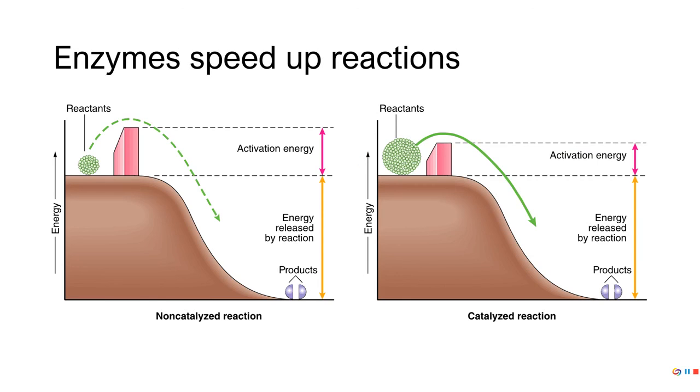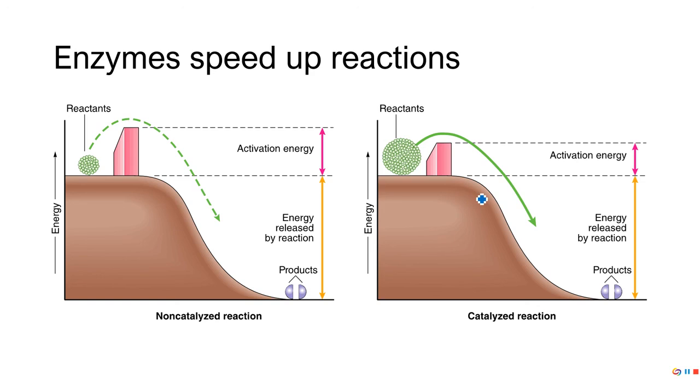So the reactants are the substrate. We have to get over this wall. We have to generate enough energy, kind of like you have to use energy to make energy type thing. And so if we don't have that enzyme, it's going to take more energy. But if we have the enzyme, that wall is lower and it's going to make it a lot easier for us to get that reaction going.